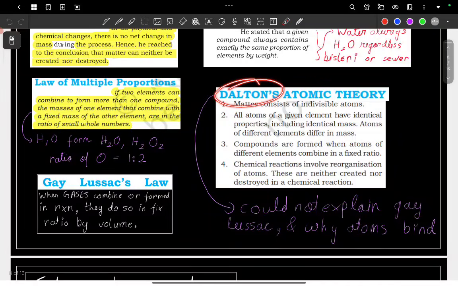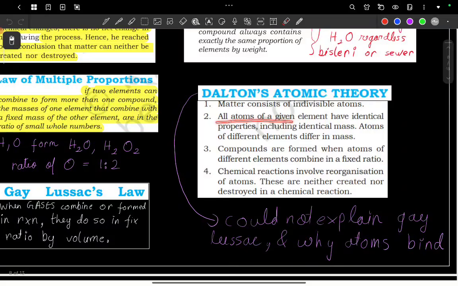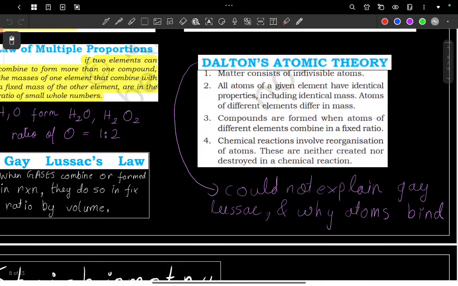This is what Dalton, the scientist John Dalton, thought at the time. So you just have to remember these statements, what he said. For example, this may not even be true. All atoms of a given element have identical properties, but we just learned about isotopes. So this is false. A lot of it is false. Indivisible atoms, we can divide them into electrons, protons, neutrons. Again false, but just remember what Dalton thought, and this was the most widely accepted theory at that time.